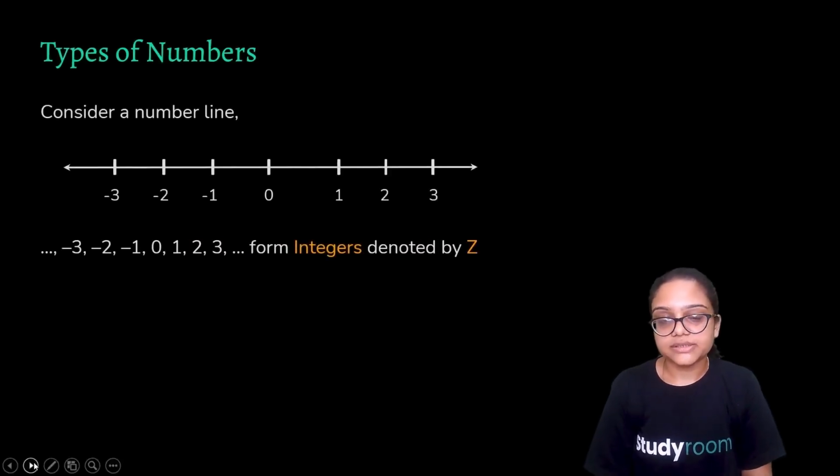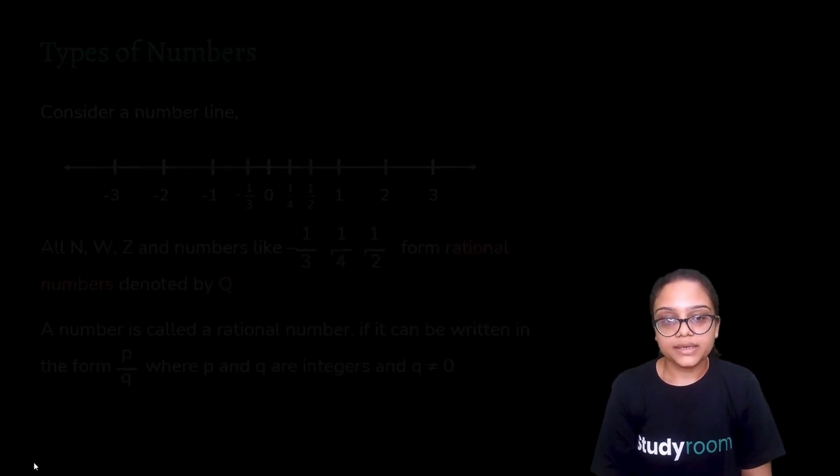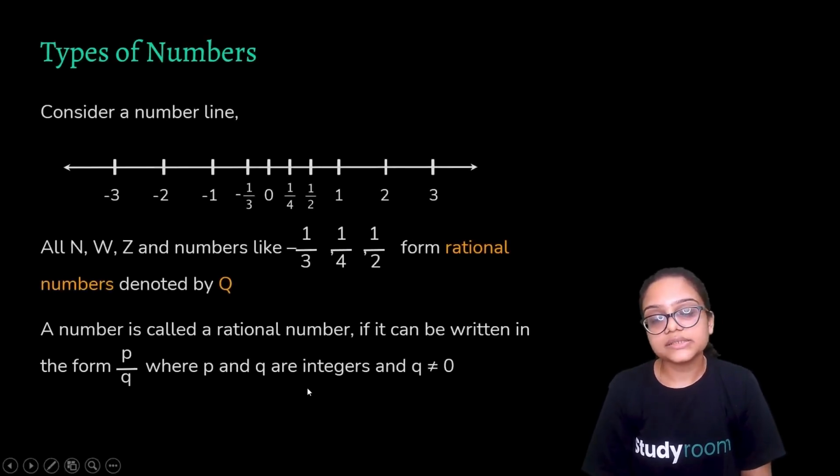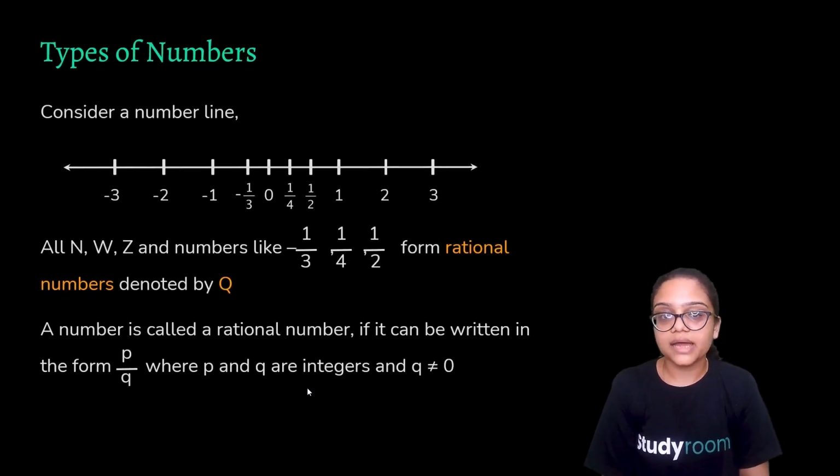Any number starting from 0 to infinity, including 0 obviously, are whole numbers and they are denoted by capital W. Next is integers. Negative, positive and including 0 are integers. This is the simplest definition you could get and it's denoted by capital Z. Since we have learned three types of numbers, what are they? Natural numbers, whole numbers and integers.